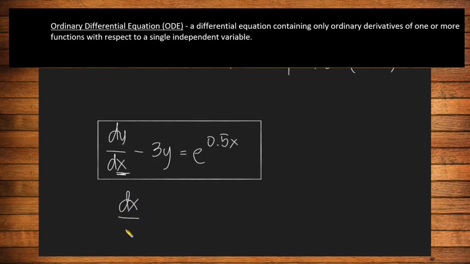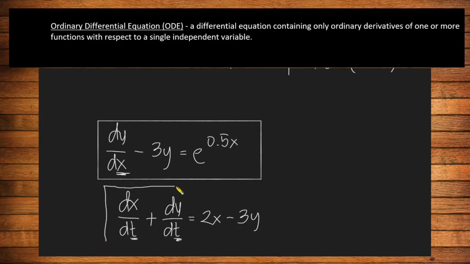So next example will be the derivative of x with respect to t plus the derivative of y with respect to t equal to 2x minus 3y. Again, yung independent variable natin dito is the variable t. Okay? So we have two derivatives in our equation, but both of them are with respect to the variable t. So isang variable lang, isang independent variable. Therefore, ordinary differential equation pa rin siya.